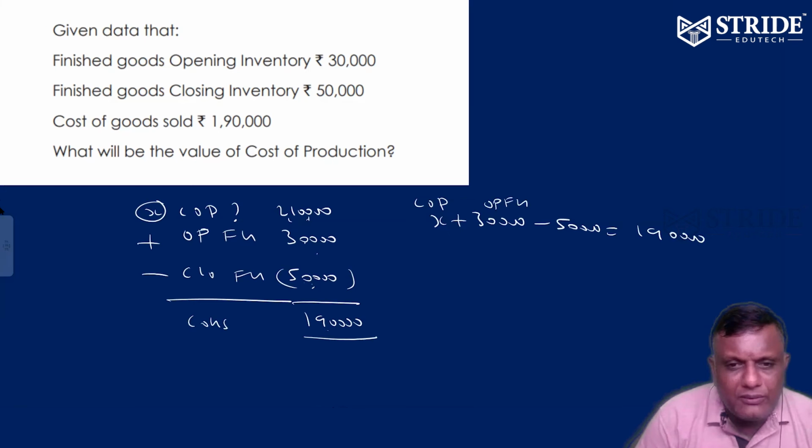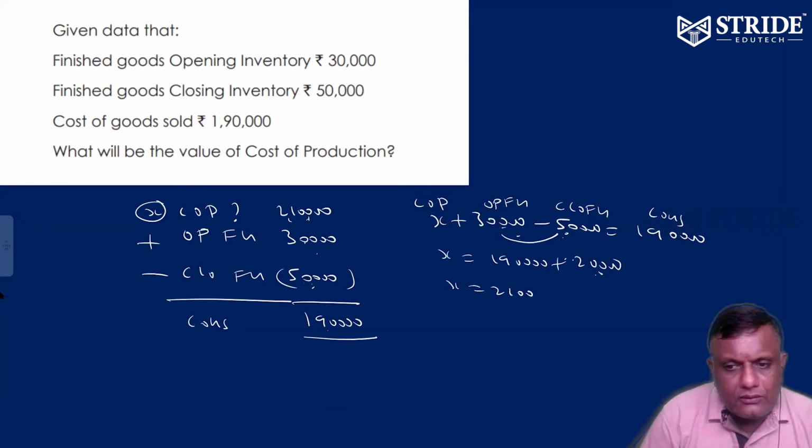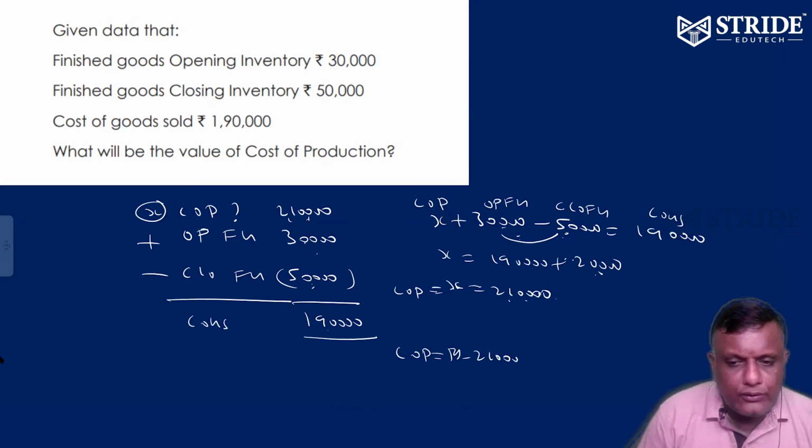See, mathematics only, pure mathematical numbers. So closing FG, then COGS. What is X? Minus 20, plus 30 minus 50, minus 20, 1,90,000. The right answer will become plus 20. So X equals 2,10,000. That is equal to cost of production. So the question's answer is cost of production, COP rupees 2,10,000.